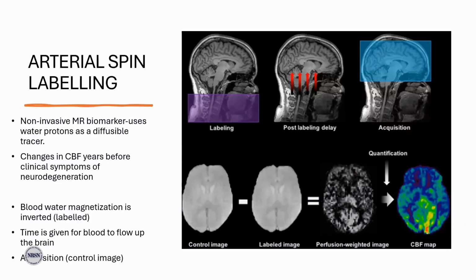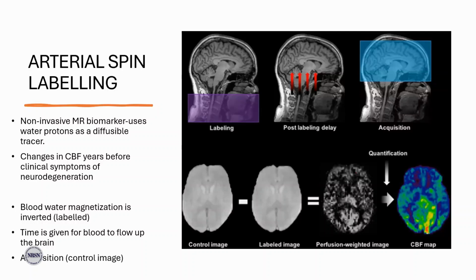So red blood cells have water molecules within them. The protons within these water molecules in the red blood cells are labeled. Now, when they are labeled, they are given some time, that's using the post labeling delay. And when they arrive in the brain, at the tissue level, where it's expected that there's some perfusion and metabolism going on, you now image or acquire images of the expected areas where you have already magnetized these water molecules or proton molecules within the red blood cells.